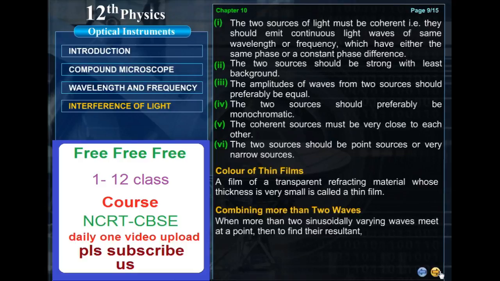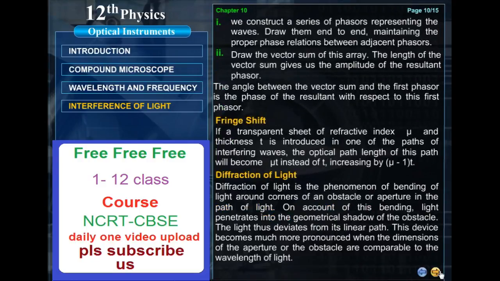Combining more than two waves. When more than two sinusoidally varying waves meet at a point, then to find their resultant, we construct a series of phasors representing the waves. Draw them end to end, maintaining the proper phase relations between adjacent phasors. Draw the vector sum of this array. The length of the vector sum gives us the amplitude of the resultant phasor. The angle between the vector sum and the first phasor is the phase of the resultant with respect to this first phasor.